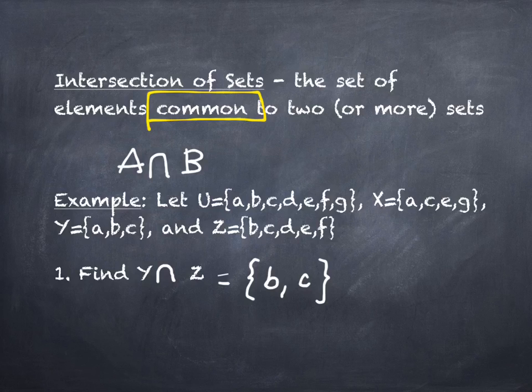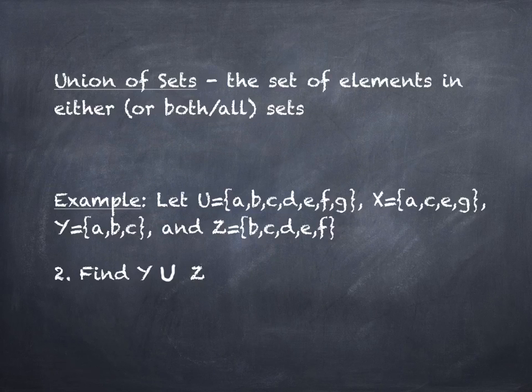All right, the next set operation is the union of sets. So this is a set of elements that's in either or both, or all, sets. Either set or both. The notation for this one is a U, which is really nice for union.